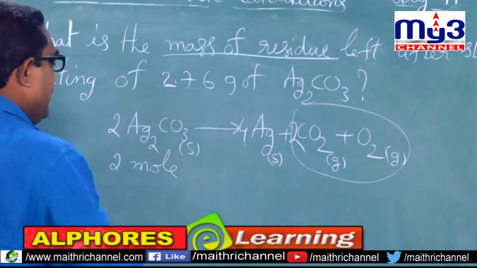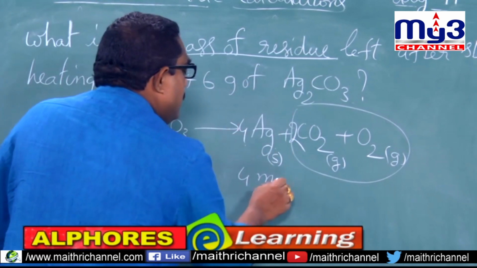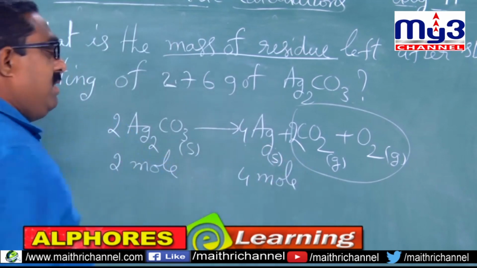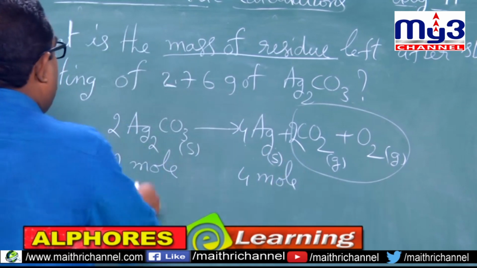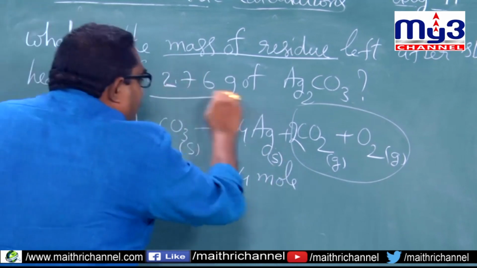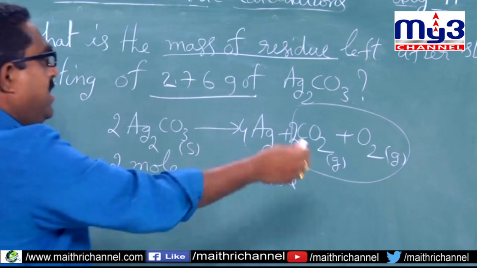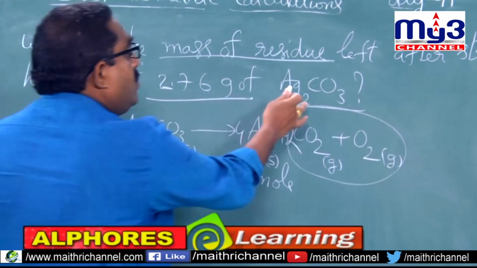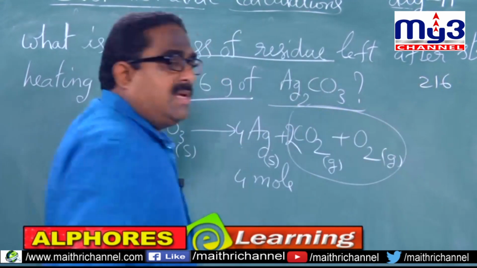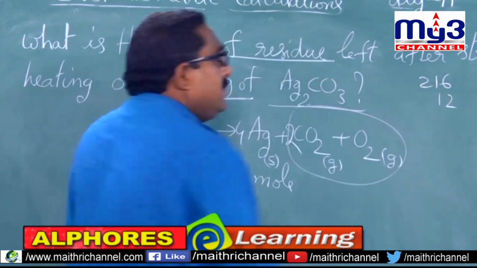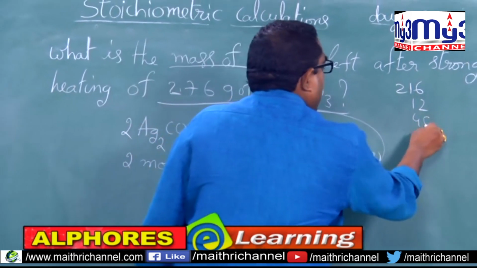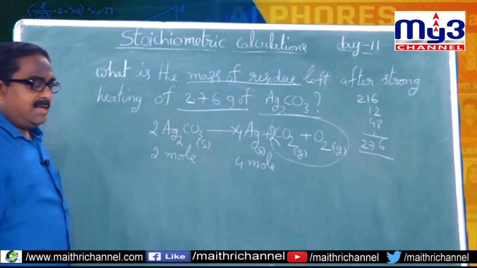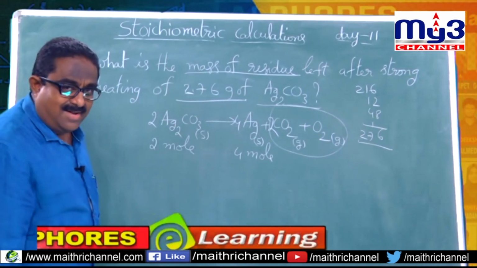Forget about that. Now, I can write 4 moles of silver. 2 moles of silver carbonate on decomposition gives 4 moles of silver. So, it has been given in the form of mass. Convert moles into mass. Let me calculate the molar mass of this. Silver atomic weight we know is 108, 2 into 108, so 216. Carbon 12 we know. Oxygen 3 into 16, so 48. That is 276, the molar mass of silver carbonate.